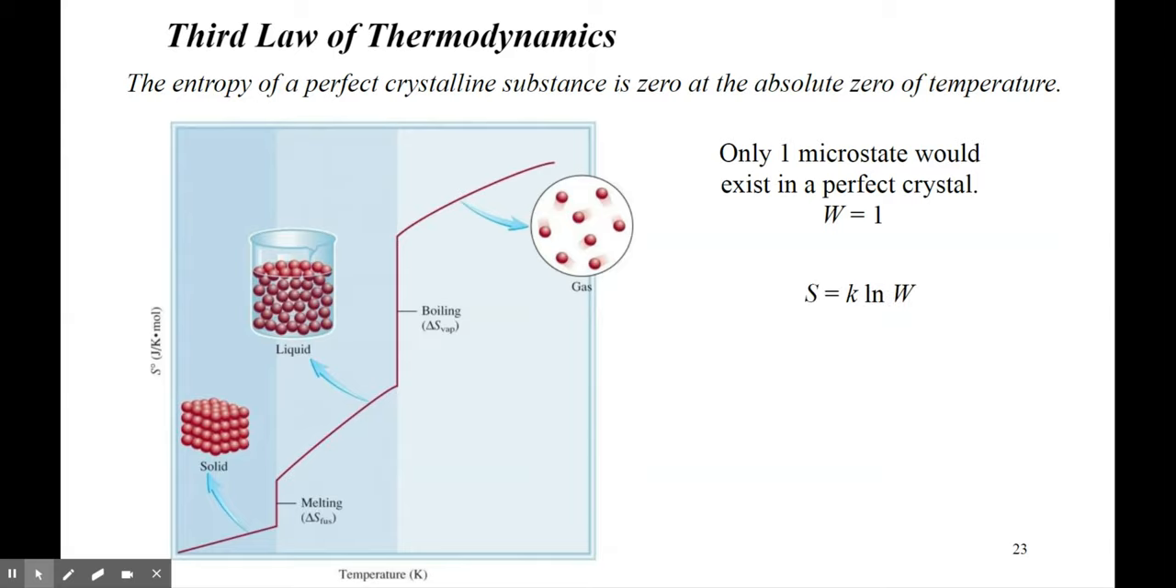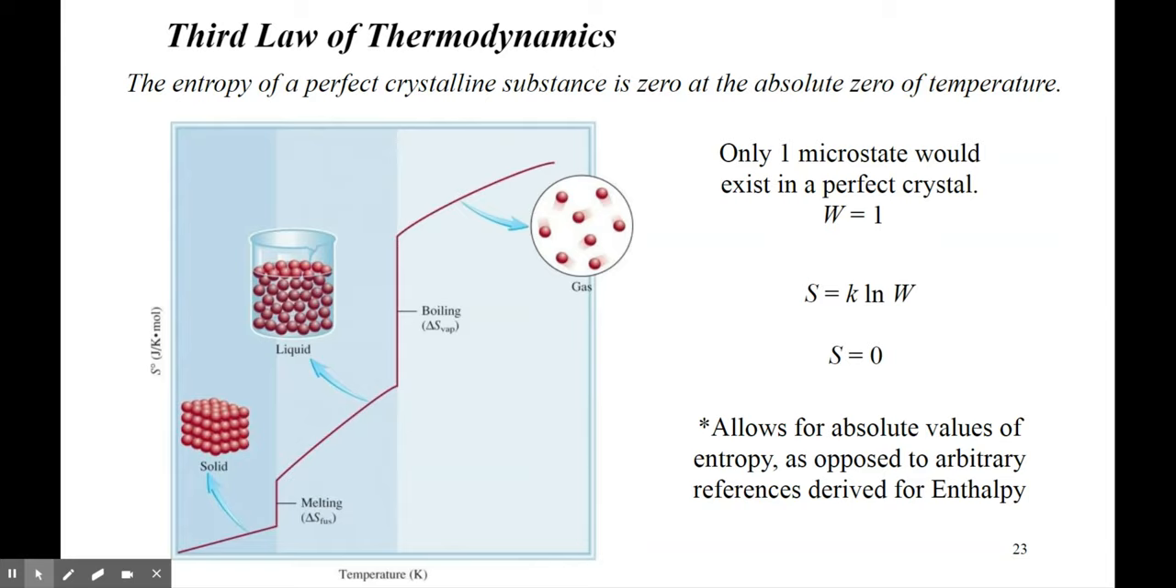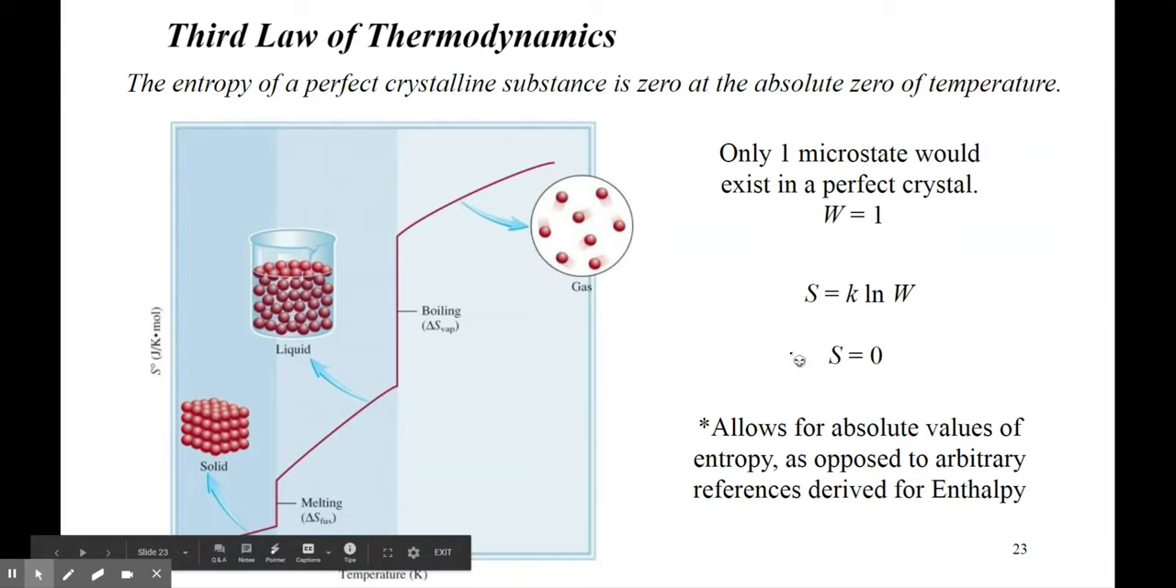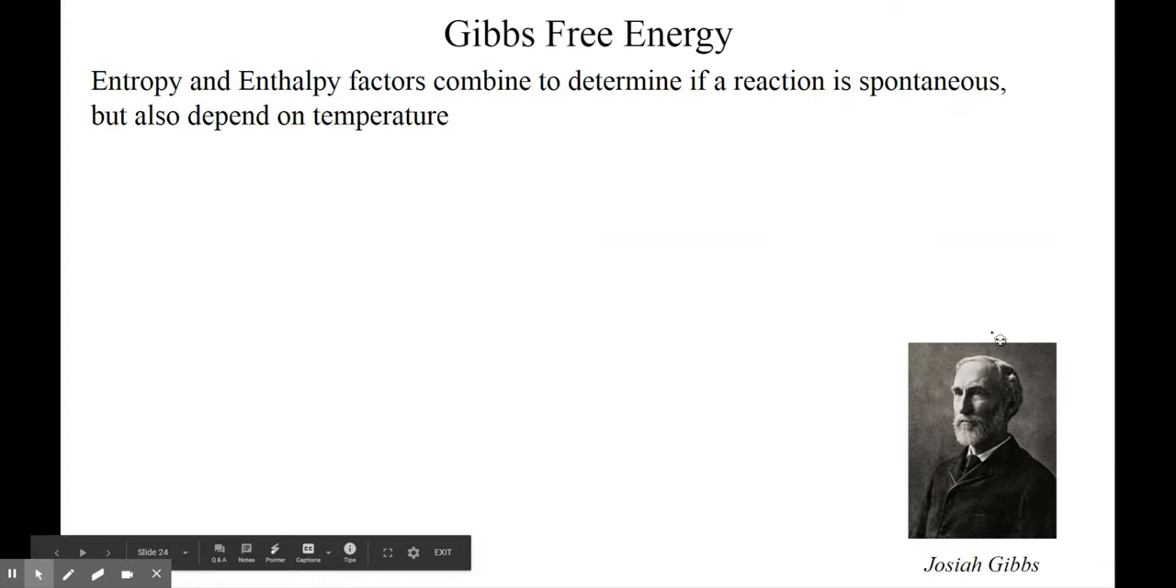So going back to this equation where entropy is Boltzmann's constant times the natural log of W, the natural log of one is zero. So we could say that under these conditions there would be no entropy, but we're pretty much never going to be there. So we're looking at relative changes in entropy.